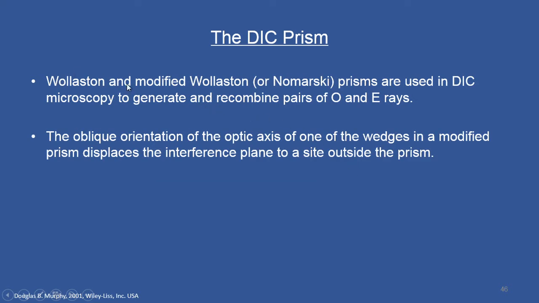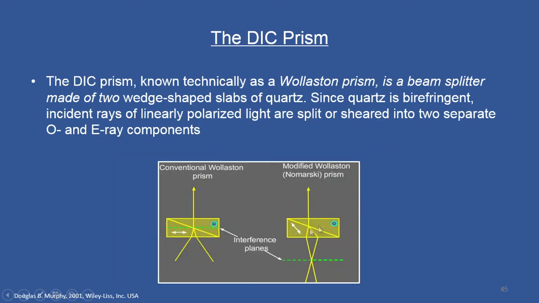The Wollaston and modified Wollaston or Nomarski prisms are used in DIC microscopy to generate and recombine pairs of ordinary and extraordinary rays. The oblique orientation of the optic axis of one of the wedges in the modified prism displaces the interference plane to a site outside the prism. So, this is what I have shown here.